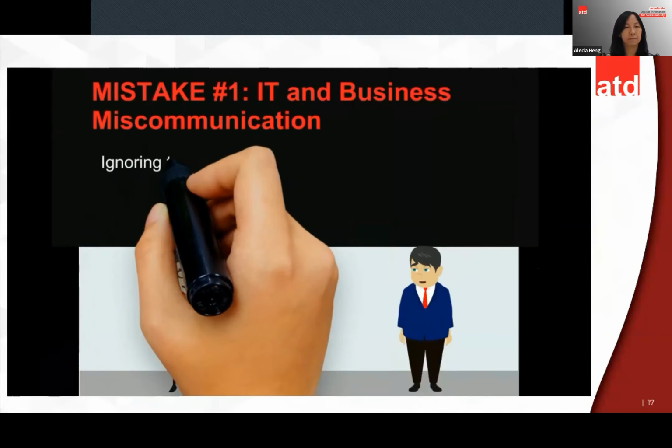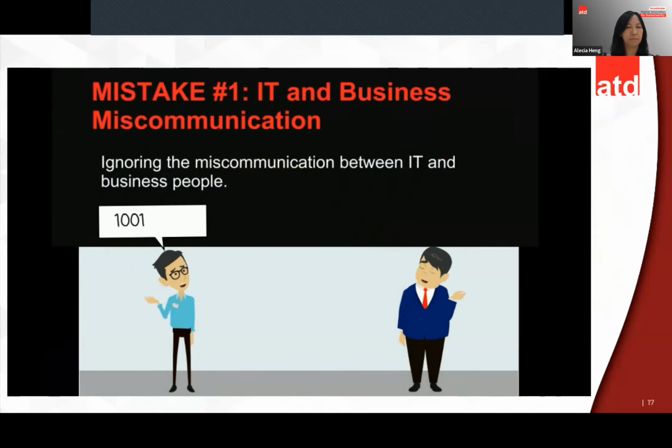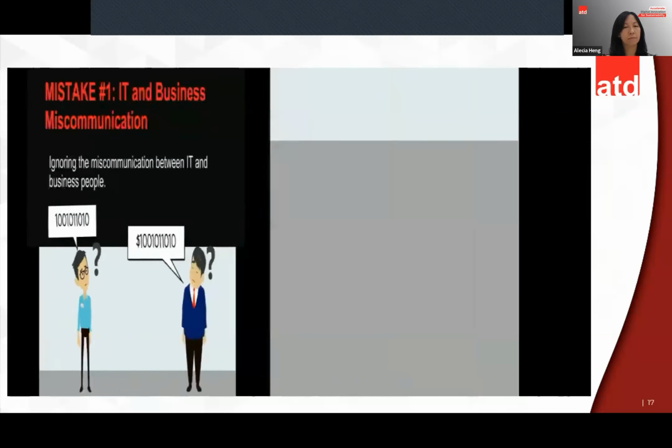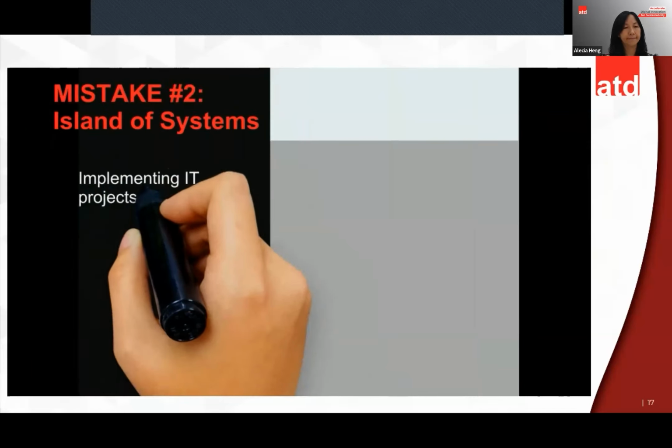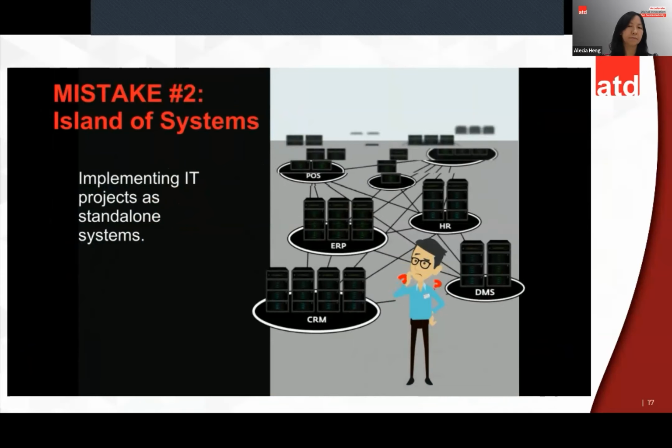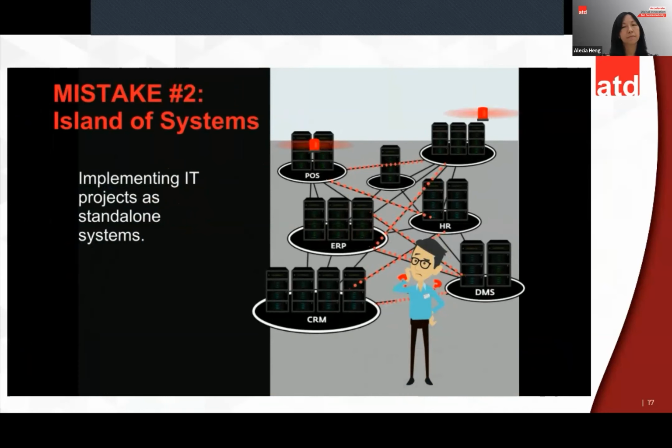Mistake 1: IT and business miscommunication. Your IT team talks in technical terms while your business team cannot articulate their IT expectations. This causes many companies to lose money. Mistake 2: islands of systems. Many companies implement IT projects as standalone systems, or separate islands which do not complement and cannot even communicate with each other. This unnecessarily increases complexity and raises maintenance costs.